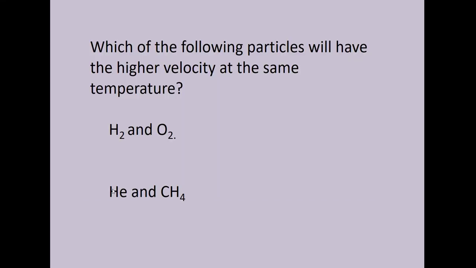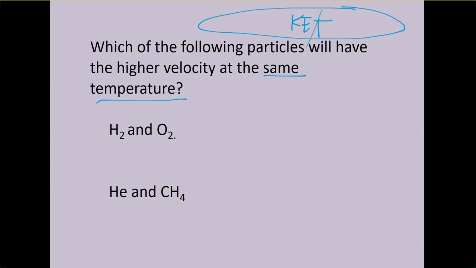Let's do an example problem applying our knowledge that we learned with these relationships. So I have two questions here. Which of the following particles will have the higher velocity at the same temperature? So the temperature is the same. If you want to use your little popsicle stick, that means you're going to be putting your finger right here in the middle. Again, mass on one side, velocity on the other. So we need to know the mass of our two particles. Looking on the periodic table, I can look them up.